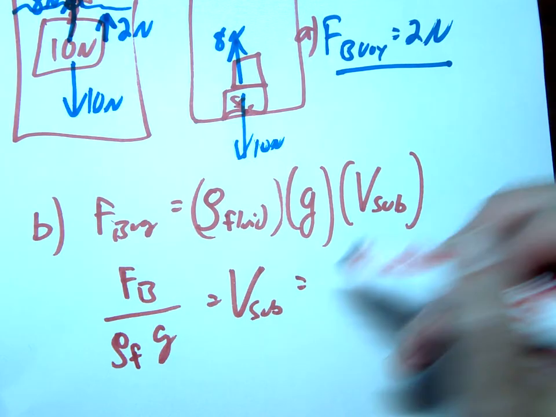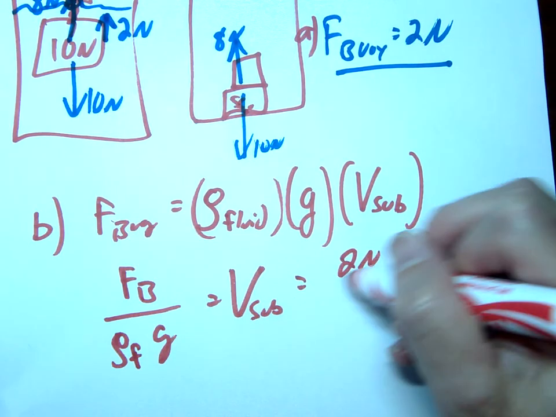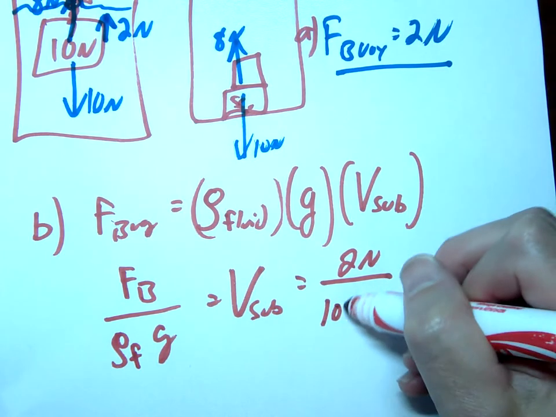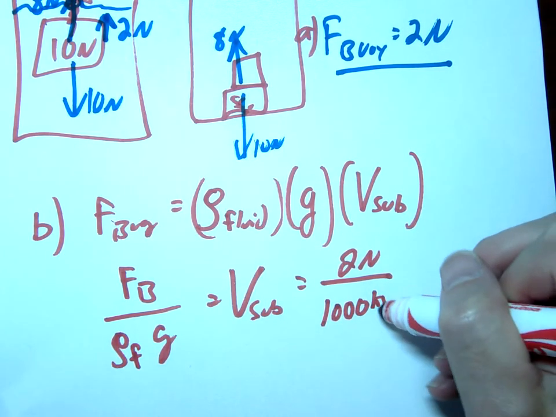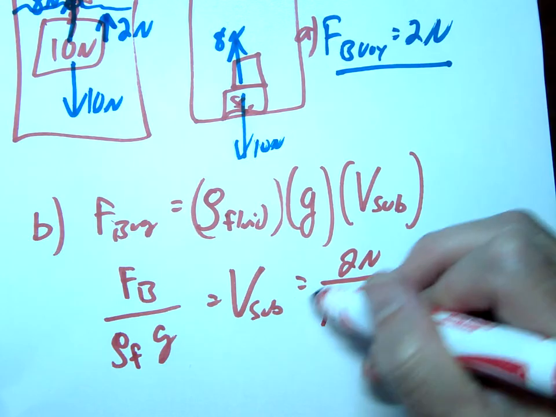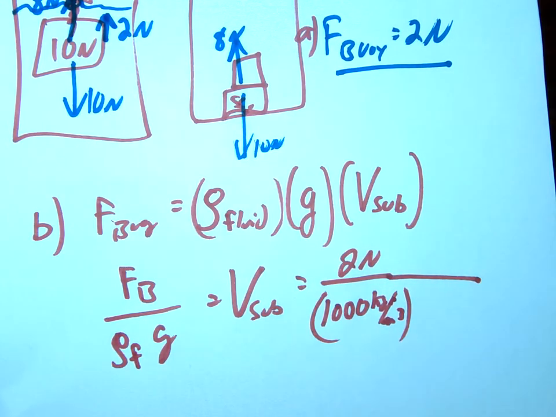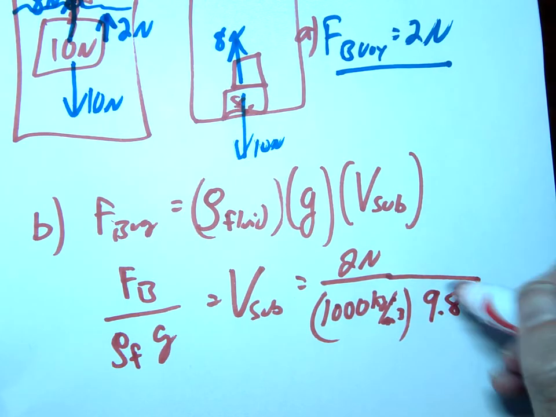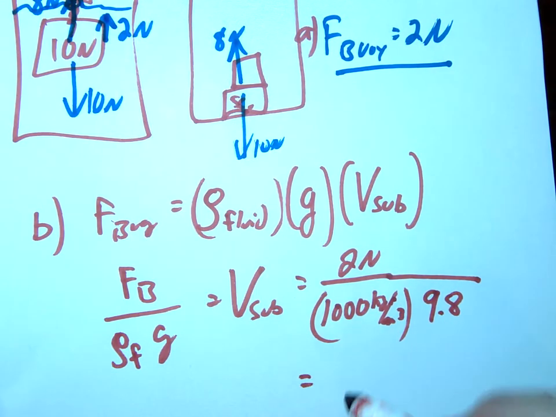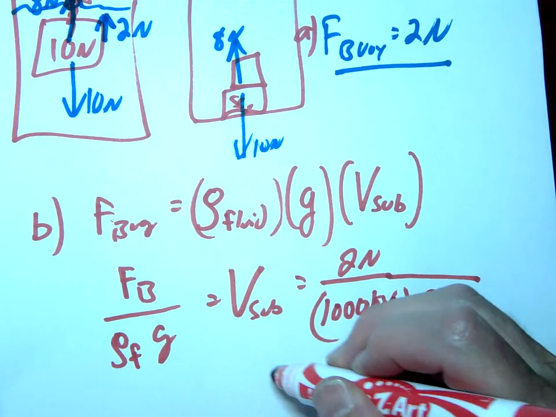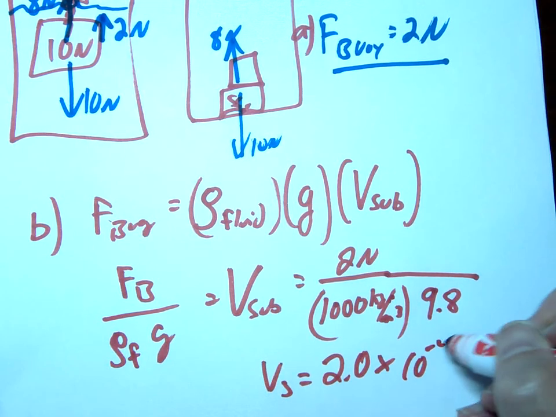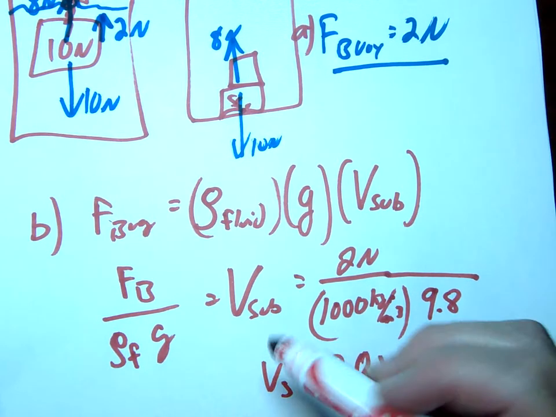All right, so just go ahead and substitute in. We got 2 newtons for the buoyancy. We have the density of the fluid, which was water, so this is going to be 1,000. And then little g is 9.8, or if you want, you could just use 10 for that. So when we calculate that, we get a volume submerged of about 2.0 times 10 to the negative 4th meters cubed.